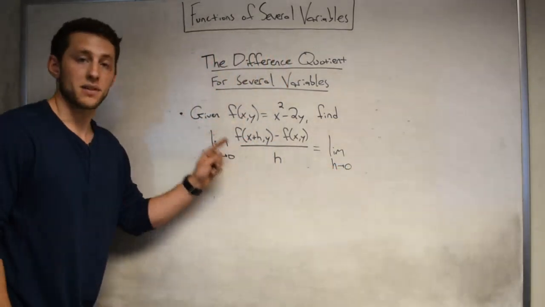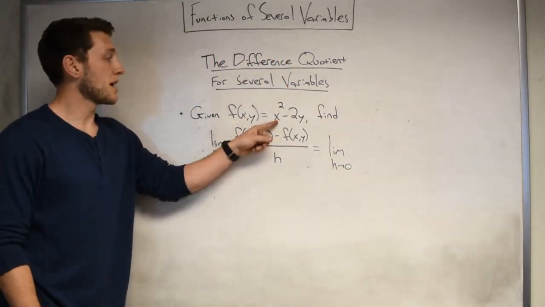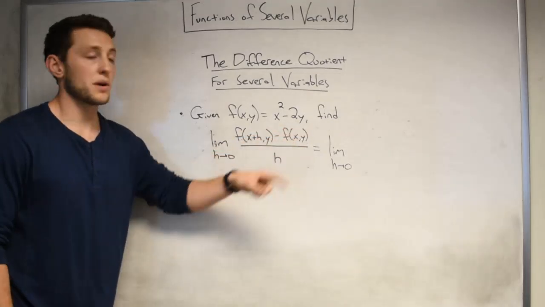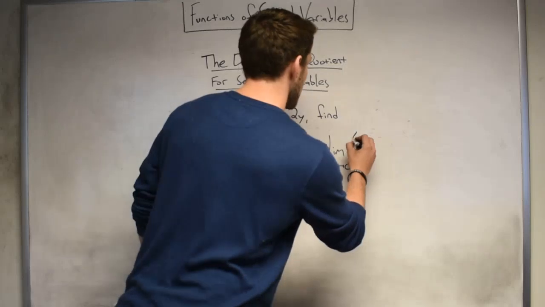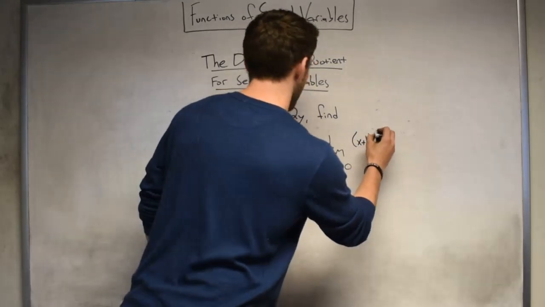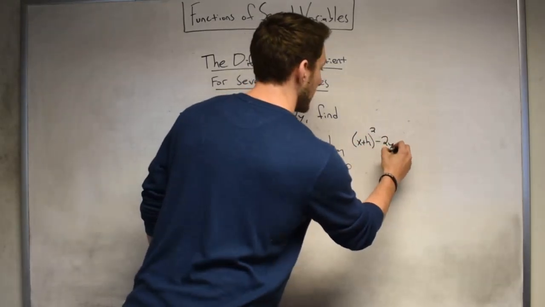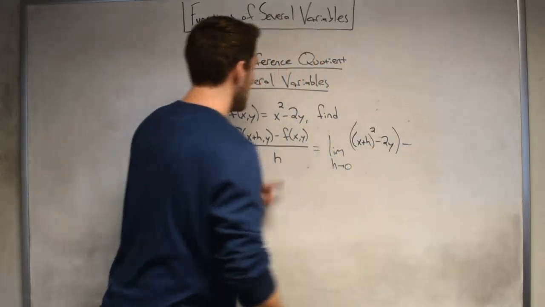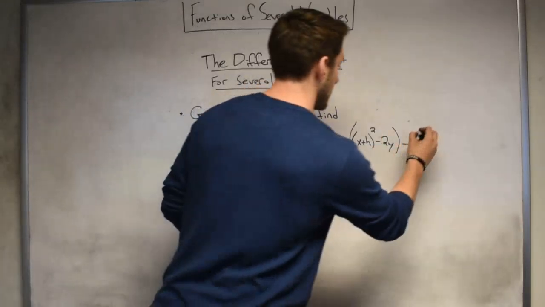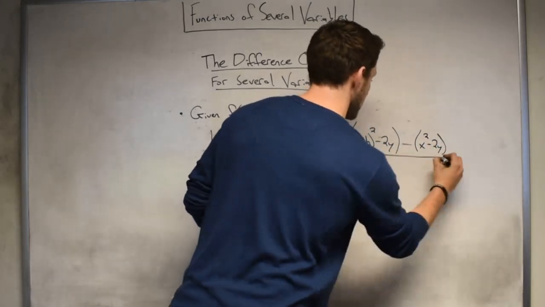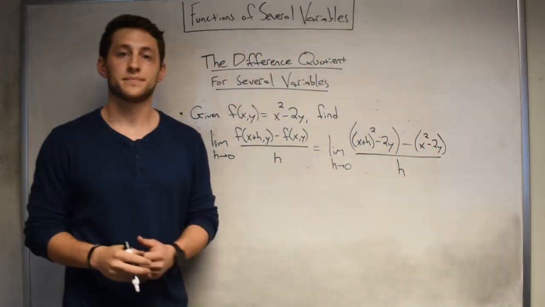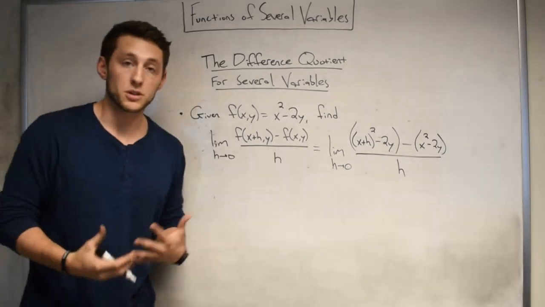So, f of x plus h. Plug in x plus h wherever you see an x, and plug in y wherever you see a y, i.e. don't change y. That will just be x plus h squared minus 2y minus the original function, x squared minus 2y, divided by h. From here, start doing some algebra.